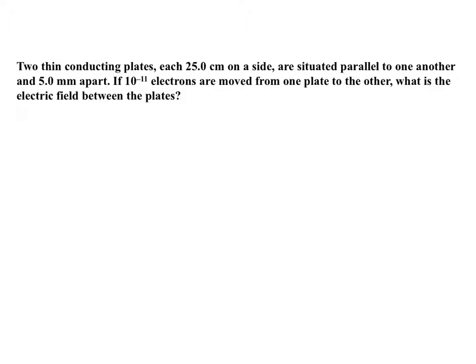Two thin conducting plates, each 25 centimeters on a side, are situated parallel to one another and 5 millimeters apart. So we would have two plates, and I'm going to exaggerate the distance, okay? This is supposed to be 5 millimeters, and these plates are 25 centimeters on a side. So we won't bother with the other dimension. We'll just look at them straight on.